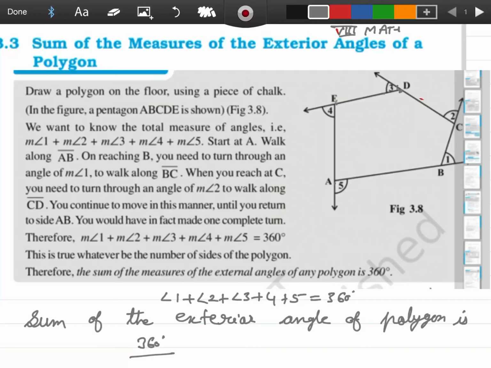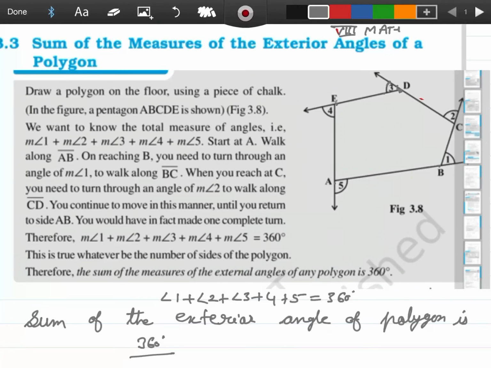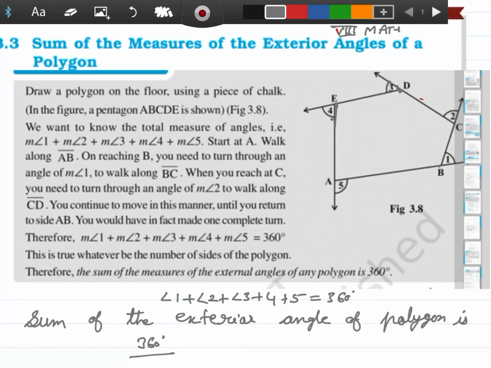You will draw the pentagon and mark these 5 angles and start moving from the point A. You will walk along the line AB, and from the point B you will turn through the angle 1, and to move along the line CD you will turn through the angle 2, and from the point D to move along the line DE you will turn through the angle 3, and from the point E to move on the line EA you will turn through the angle 4.